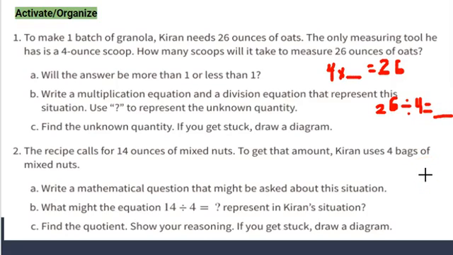So what goes in here? Well, 4 can go into 26 6 times, right? 6 times 4 is 24. That leaves us with 2 for a remainder. Then we have 4ths, 2/4, or 6 1/2 scoops.